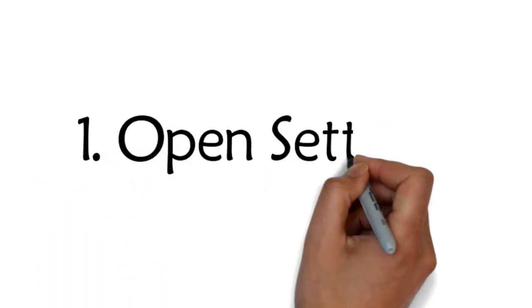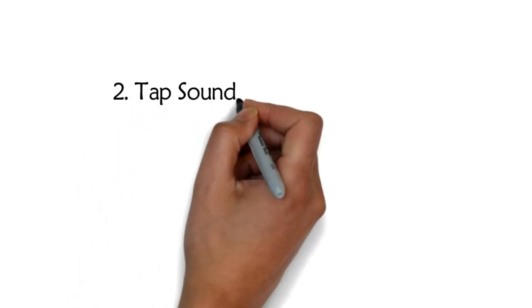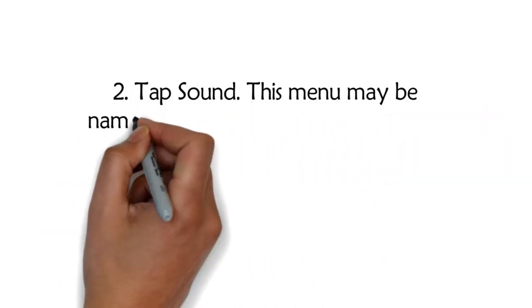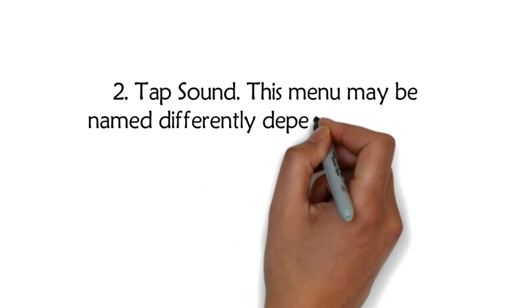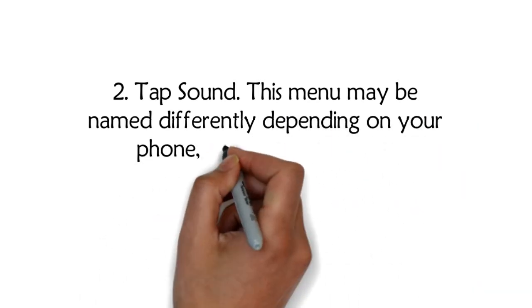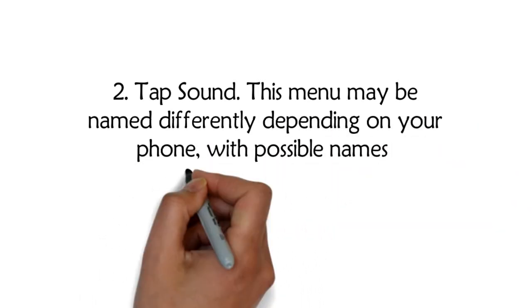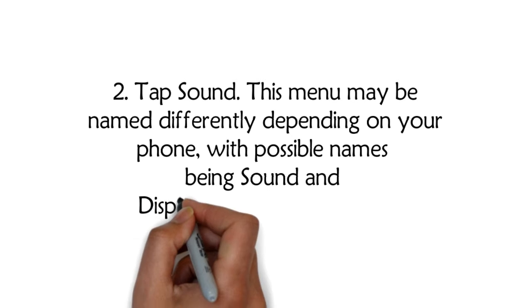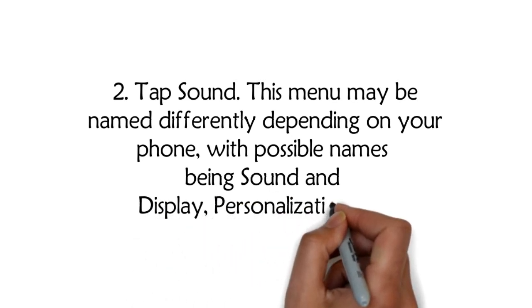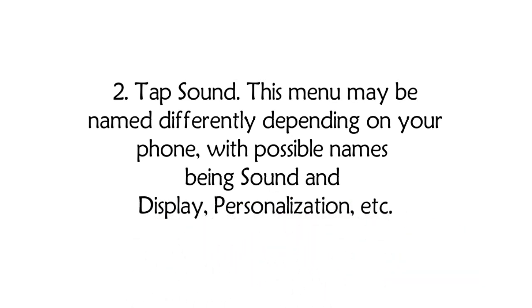1. Open Settings. 2. Tap Sound. This menu may be named differently depending on your phone, with possible names being Sound and Display, Personalization, etc.